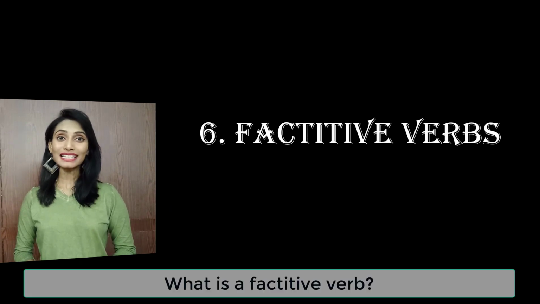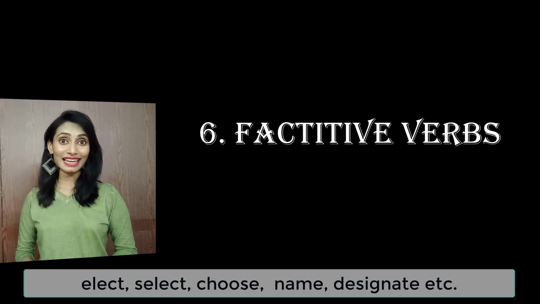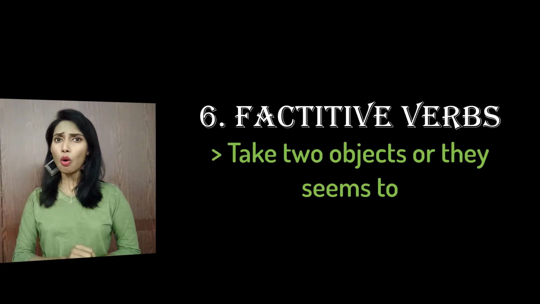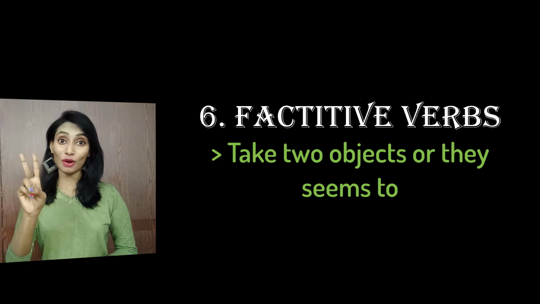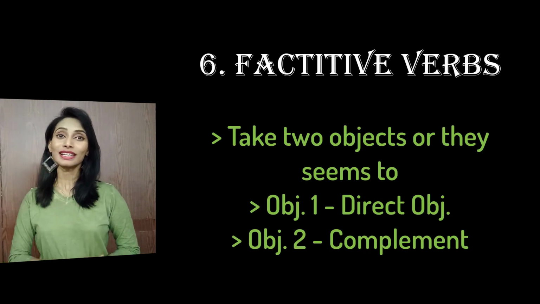Now let's see the 6th one, factitive verb. What is a factitive verb? Factitive verbs generally talk about facts, like elect, select, choose, name, designate, etc. These verbs take 2 objects, or they seem to take 2 objects. Object 1 is a direct object. Object 2 is a complement.